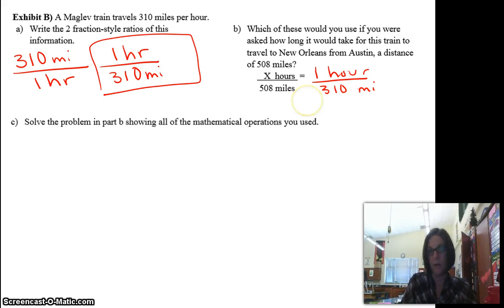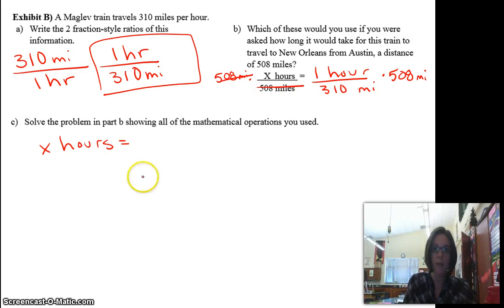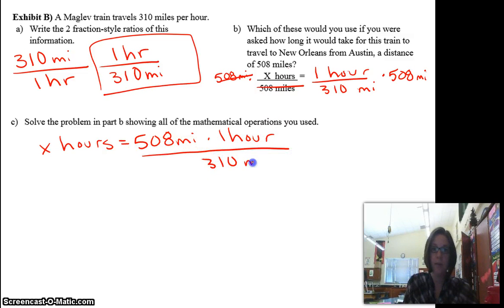So then we would need to solve this. We need to show all of our operations. We need to isolate X. So we'd multiply both sides by 508 miles. That lets the 508 miles divide out and cancel, and X is alone now. So I'm going to rewrite it down here, X hours equals, and since I know these two things are multiplied, I'm going to go ahead and switch them around. I'm going to start with the 508 miles, and then I'm going to multiply it by my 1 hour and divide it by 310 miles.